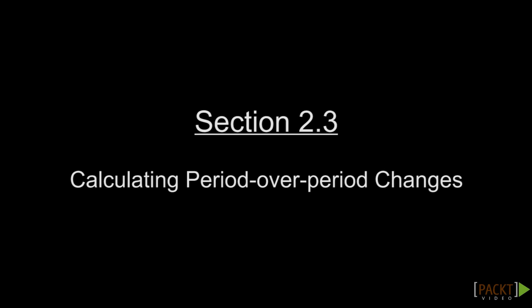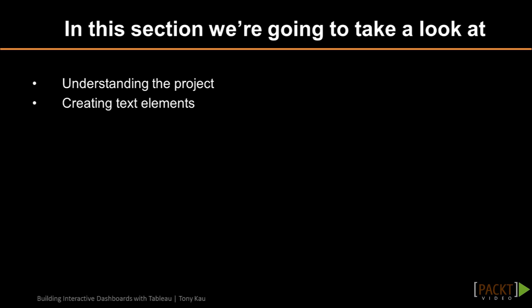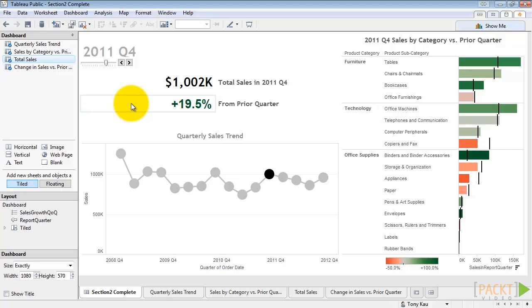In the last video, we created a text element to highlight an important number on our dashboard. Now we're going to take that one step further with a quarter-over-quarter calculation we can use in both a text element and a bar chart. For comparisons over time, you can generally use table calculations, which we'll cover later in this course, but since we only want to display the value from a single point in time, tied to our report date parameter, a few easy calculated fields are, I think, the most straightforward way to go.